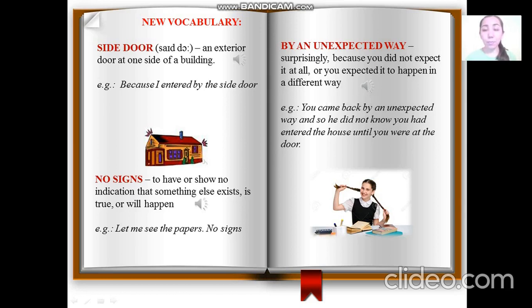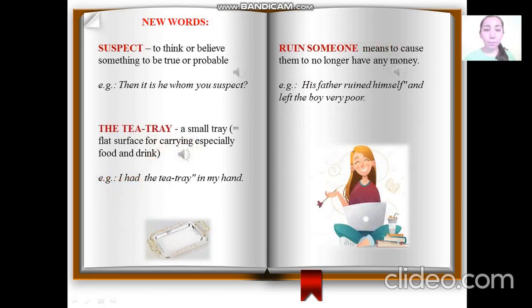By an unexpected way. Surprisingly, because you did not expect it at all, or you expected it to happen in a different way. That is the meaning of this phrase. Next word is suspect. Suspect means to think or believe something to be true or probable.